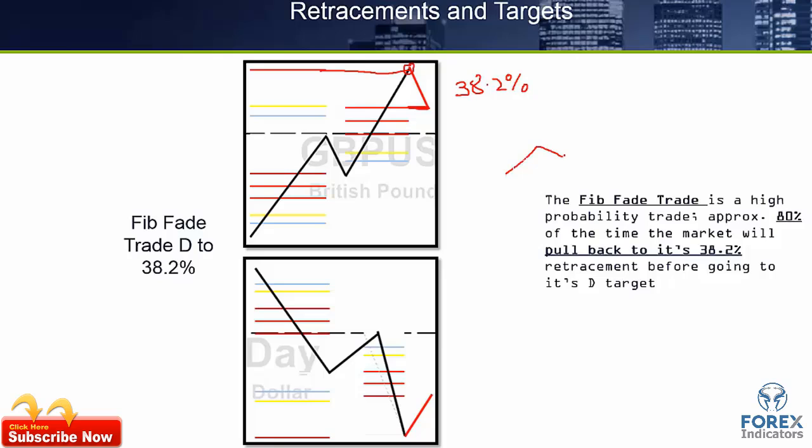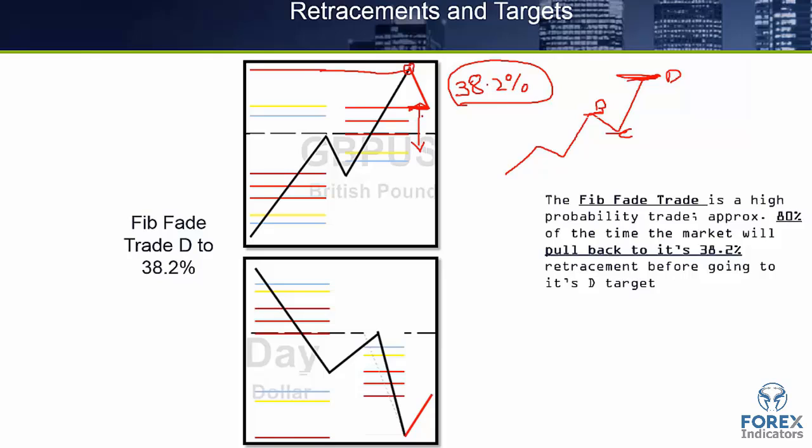So if I draw this out for you, if it looks like this, we're looking to basically trade this to this, because 80% of the time you will get at least a 38.2% pullback before reaching the D target of the next move. So what we are trading here is the B to C, but only up to 38.2. All of the rest of this here could obviously go lower, but we're not interested in that. That is not where the high probability setup is. We are looking to trade just simply from here to the 38.2%.